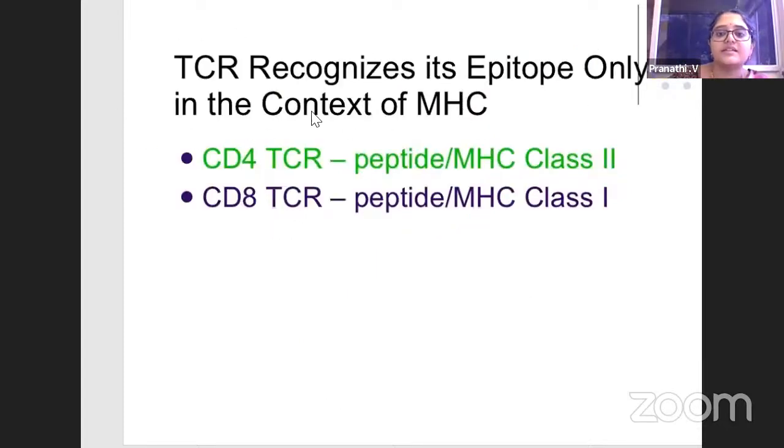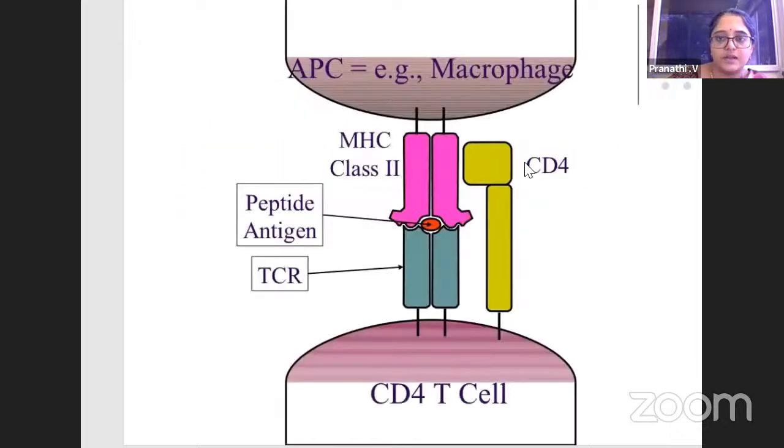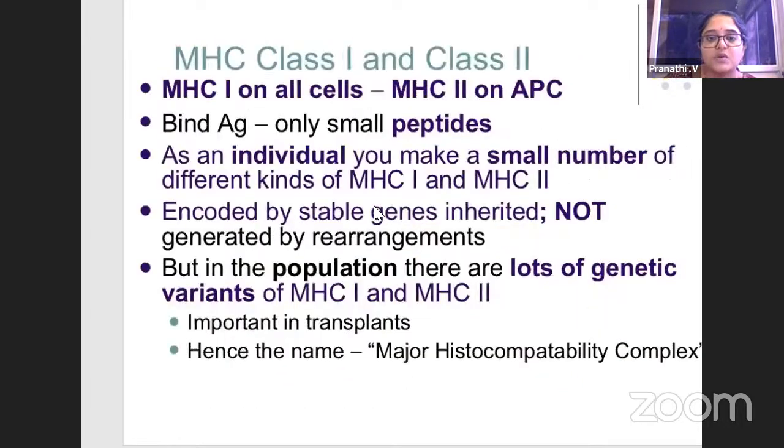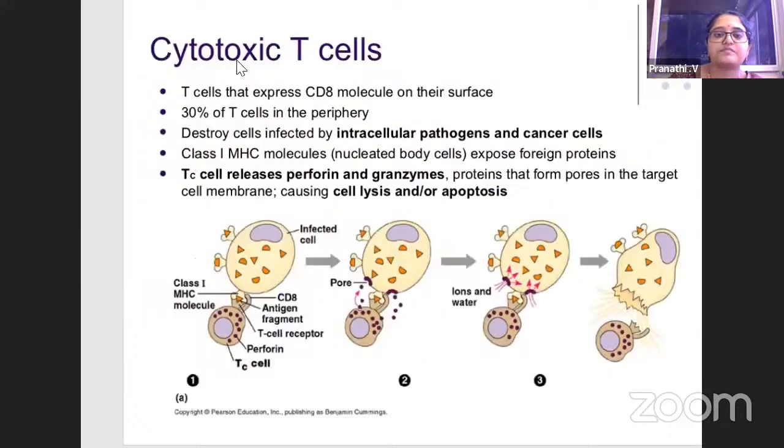So TCR recognizes its epitope. We have two types of epitope: CD4, MHC class 2, and CD8, MHC class 1. So MHC class 2 antigen is recognized by your TCR on CD4 T cells. This is how MHC class 1 and 2 molecules are present on the APC cells; they bind only to smaller peptides and are not generated by any kind of rearrangements. So they're important in transplantation. They're known as the major histocompatibility complex.